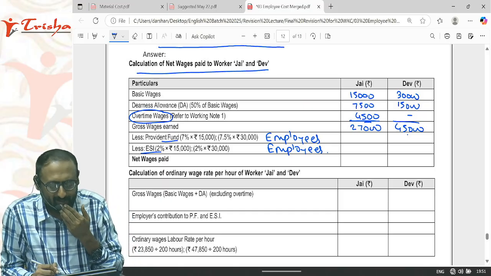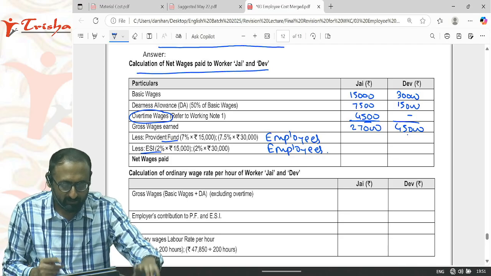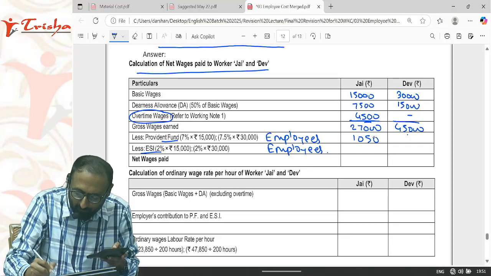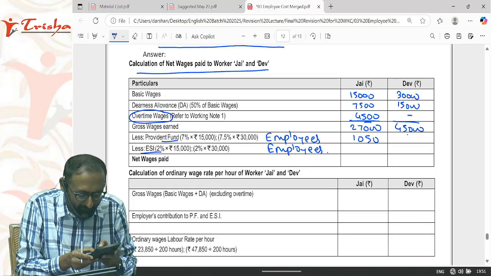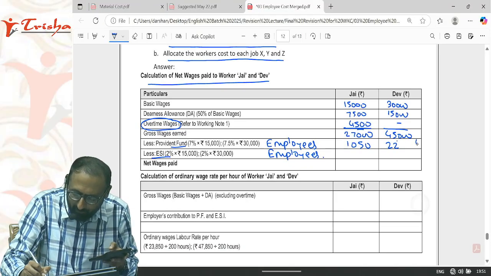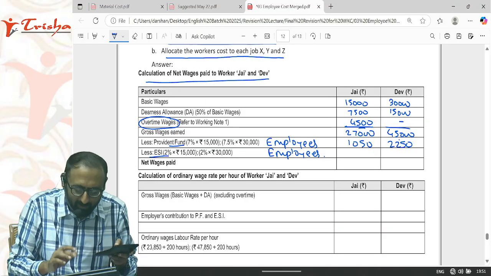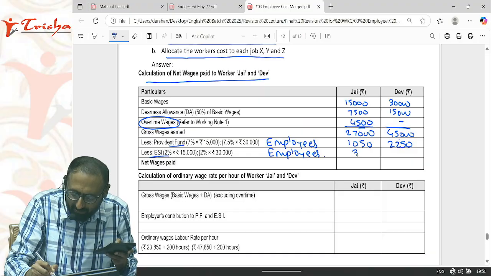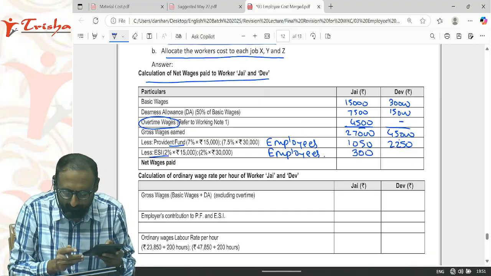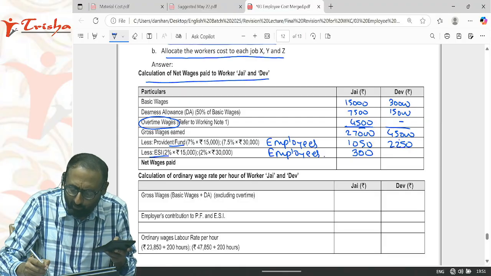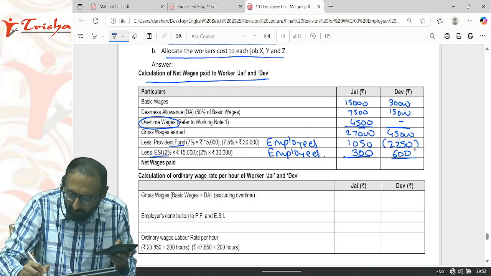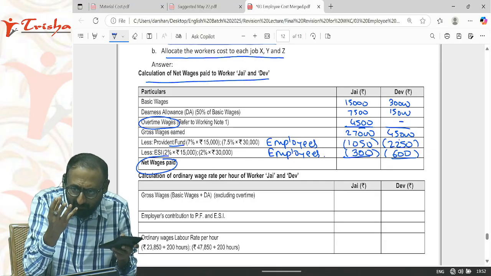On basic wages, it is required. 15,000 multiplied by 7%, is it 1050? 30,000 multiplied by 7.5%, is it 2250? And ESI is 2% of the basic wages. So 15,000 into 2%, is it 3,000 or 300? 300. 30,000 into 2%, is it 600? Deduct this amount, deduct this amount, deduct this amount. This will be the total earnings, net wages earned by that worker.